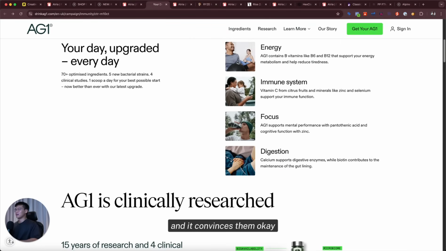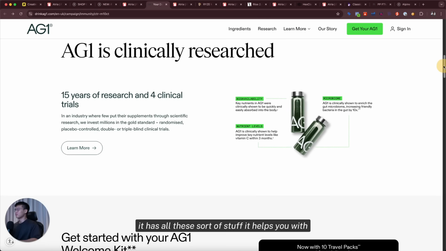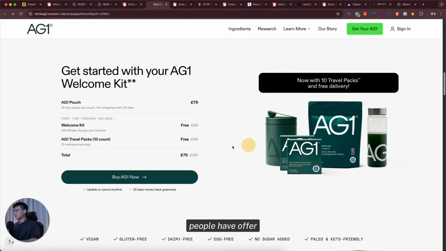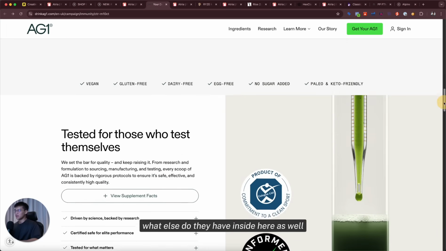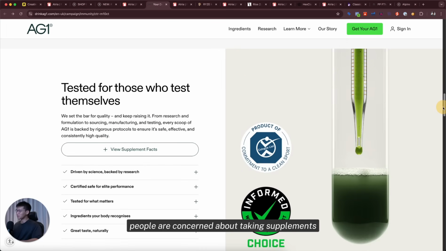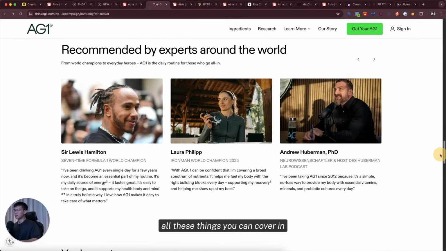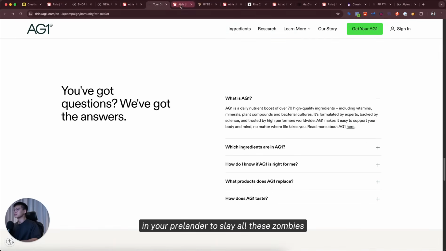And it convinces them, it has all this sort of stuff it helps you with, it's been clinically trialed, that's a doubt people have. Offer, what else do they have inside here as well? Of course, people are concerned about taking supplements, FDA backed, it's clean, whatever it is, social proof as well. All these things you can cover in your Prelander to slay all these zombies.